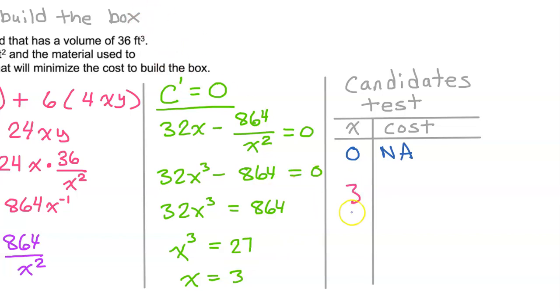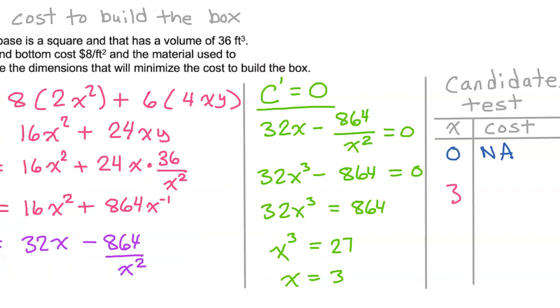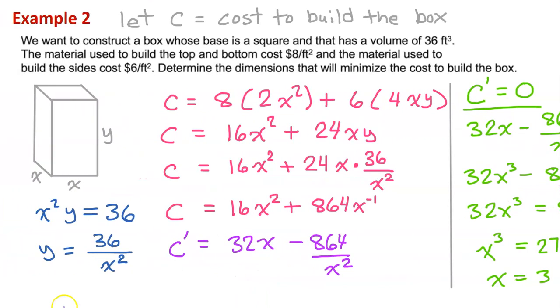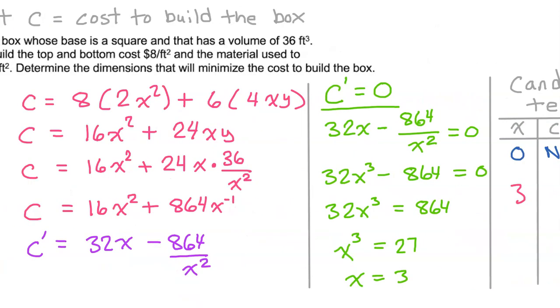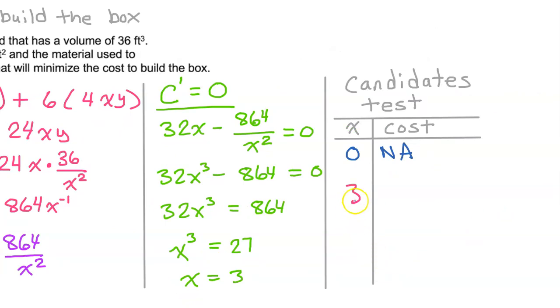What about the upper limit for x? Remember that the volume has to be 36. So the maximum reasonable value for x would be 6, because that would give us 6 times 6, which is 36, without even involving y. We would already have our 36. So that's the biggest reasonable value for x.